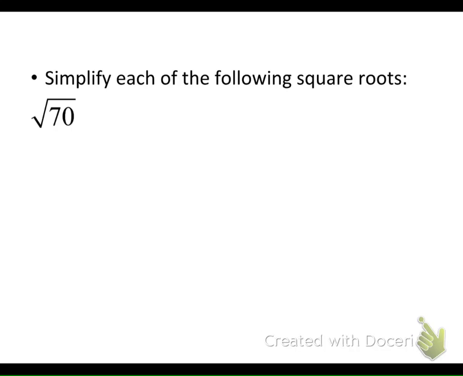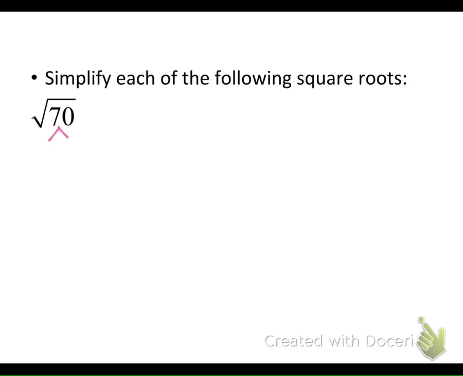What's the first step I do when I'm simplifying a square root? You know what I would do before even doing the factor tree? I would see if this is a perfect square. So the first thing I would do, it's not. Okay, so we get a decimal.